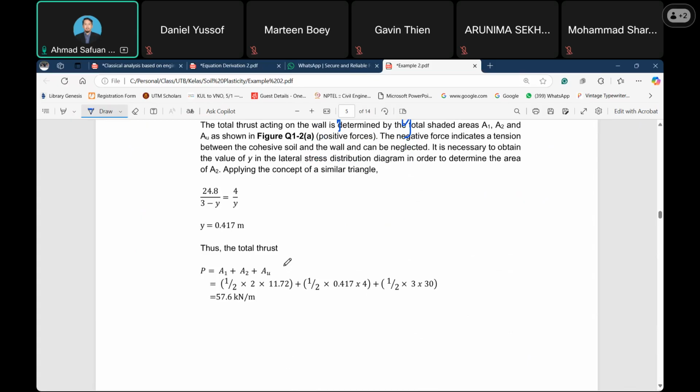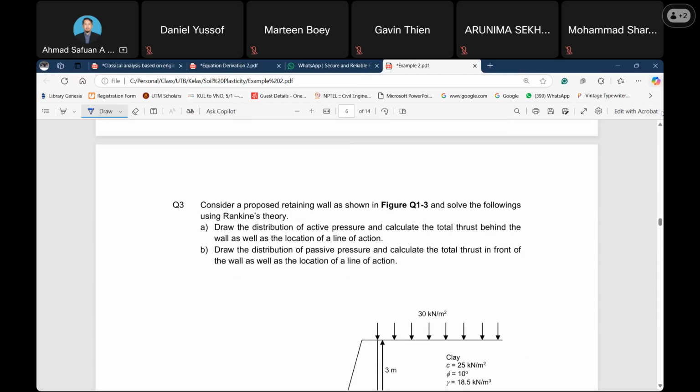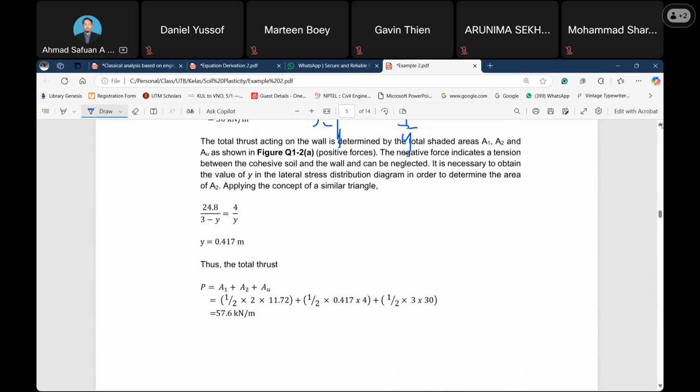When we calculate the total thrust, we also need to consider the hydrostatic pressure as well, because hydrostatic pressure also acts on the wall. So we have A1 plus A2 plus AU. The value of P is equal to 57.6. So that is for example number 4.